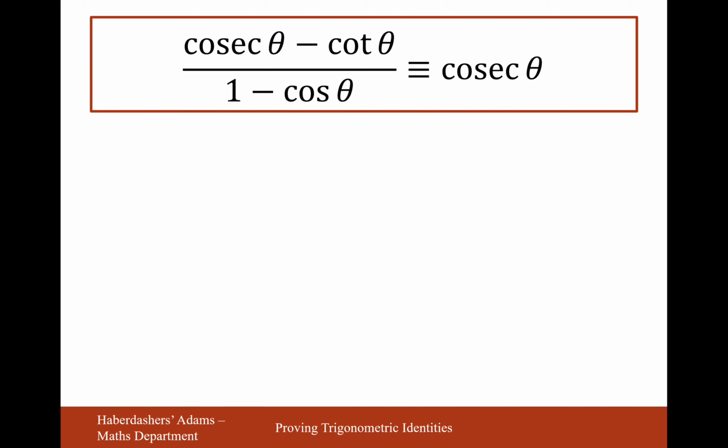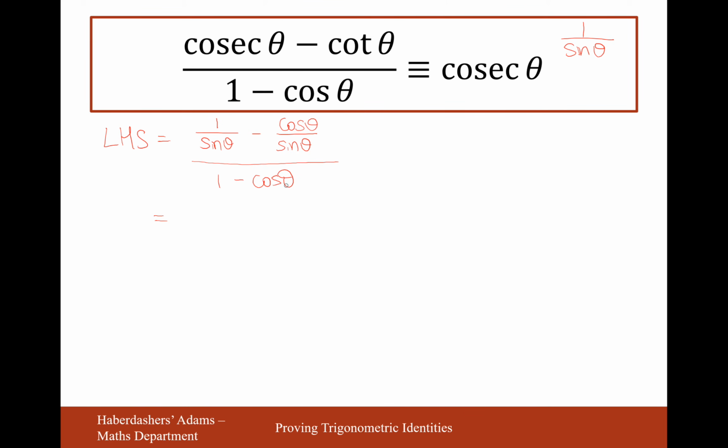Right, really difficult this one. So it's going to be cosec theta minus cot theta over 1 minus cos theta is identical to cosec theta. Right, so think about what the right hand side is. We're heading towards 1 over sine theta, so that's where we're going. So let's start with the left hand side, and we'll write cosec and cot as their 1 overs. So it's going to be 1 over sine theta minus, now cot, it might be better to write this as cos theta over sine theta. Now that's all going to be over 1 minus cos theta.